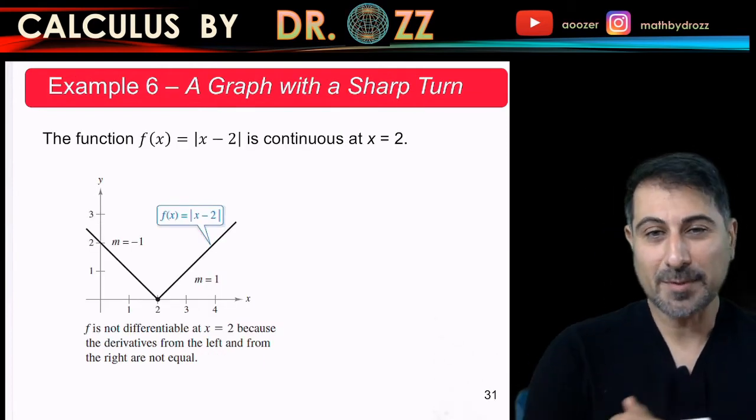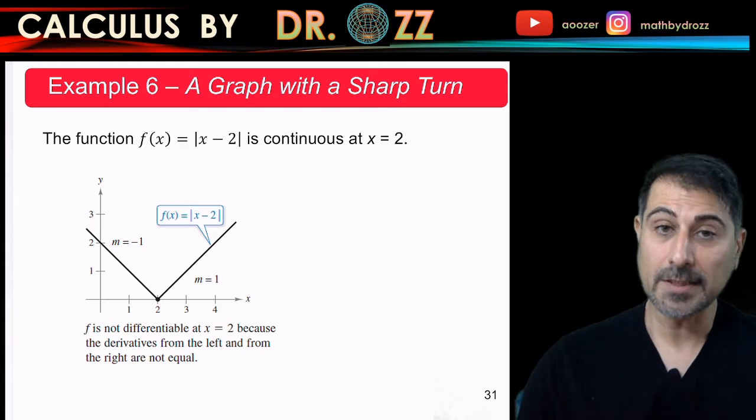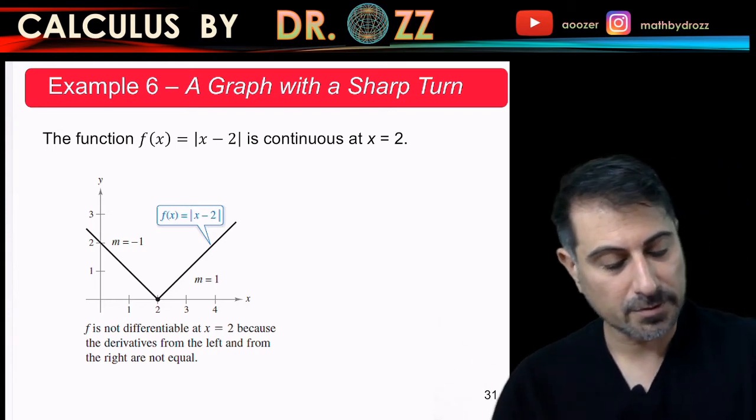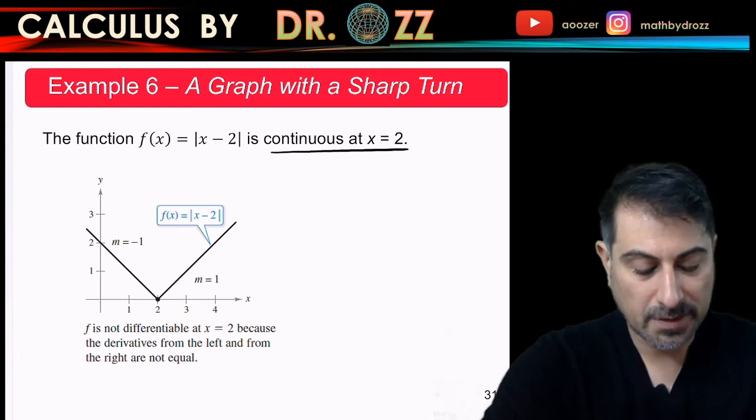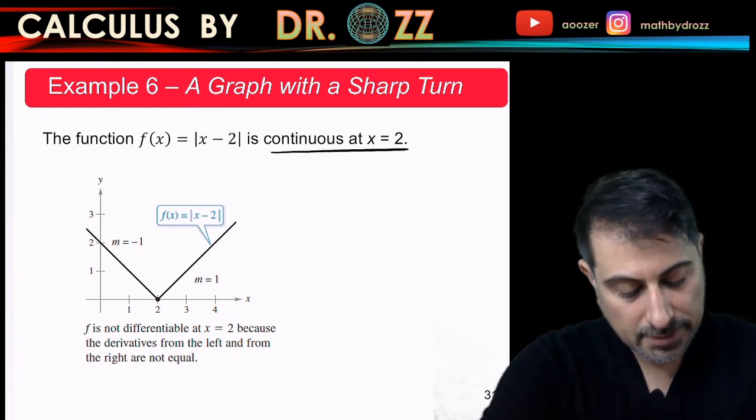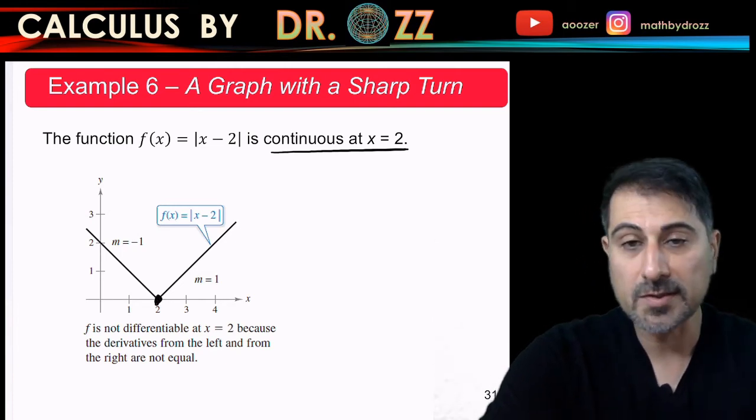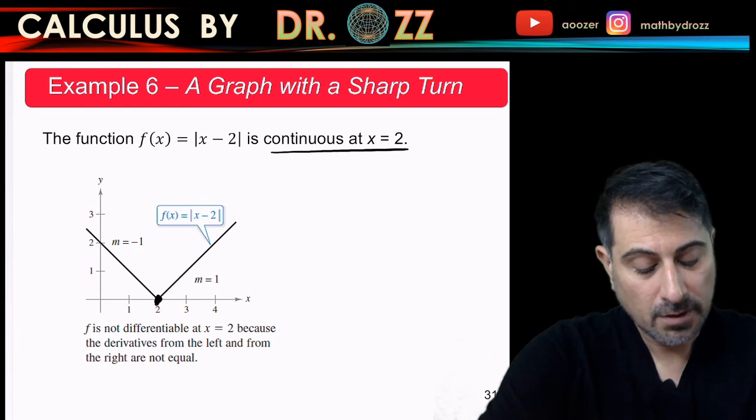Here's another example that we went through. The function is the absolute value of x minus 2. Well, this function is continuous at x equals 2. This is something that follows from chapter 2 because again there's no break in the graph. There's a cusp or corner here, but still you can graph the function without taking your hand off, right?